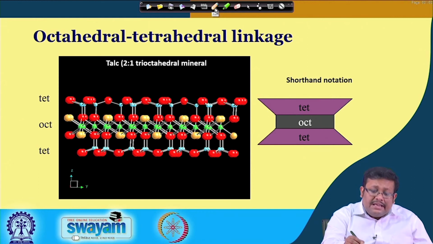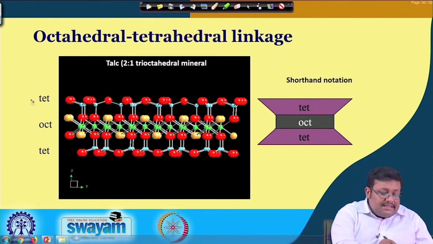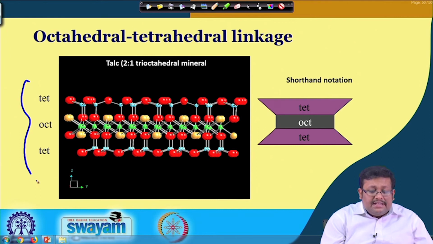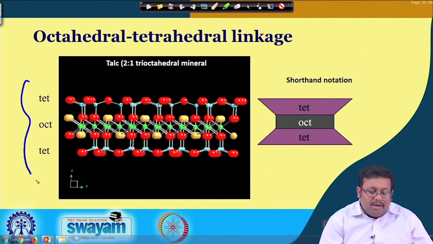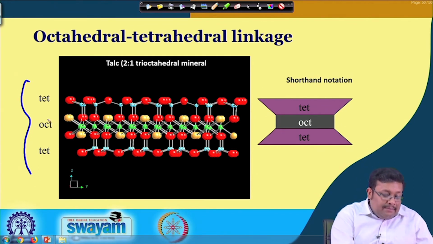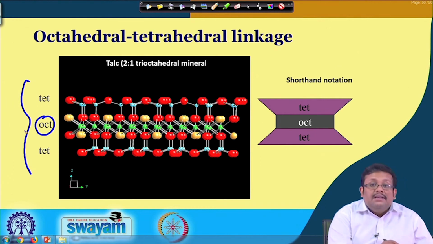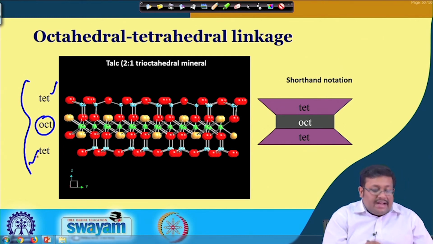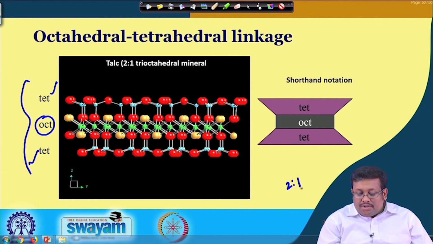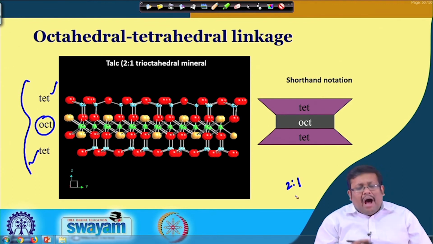If we consider this a unit cell, we call it a 2:1 trioctahedral mineral. Now, why are we calling it 2:1? Because you can see in the middle there is an octahedral sheet which is sandwiched between 2 tetrahedral sheets. That is why we call it 2:1: 2 stands for 2 tetrahedral sheets and 1 stands for 1 octahedral sheet. So, how do they link together?